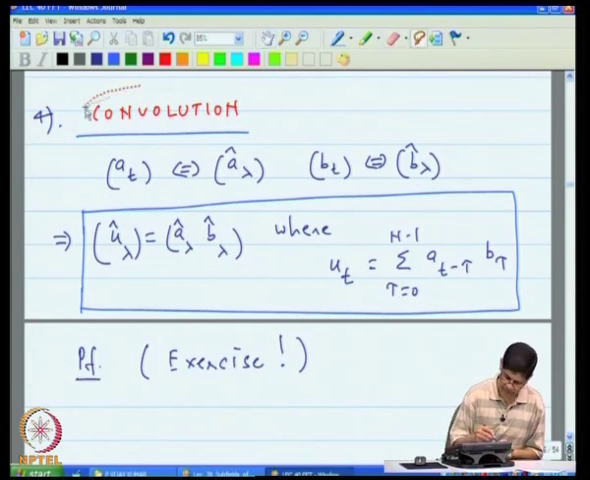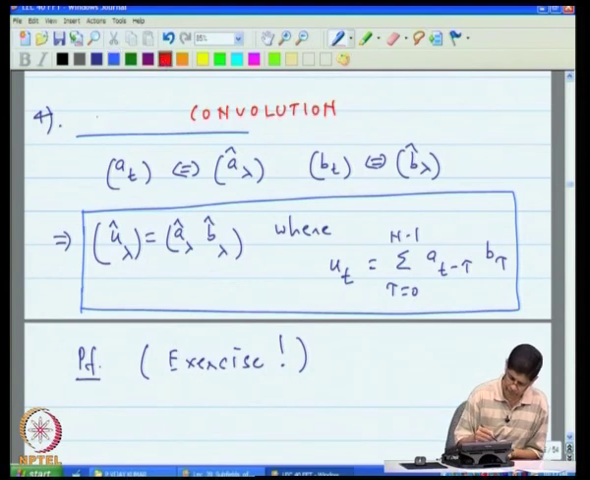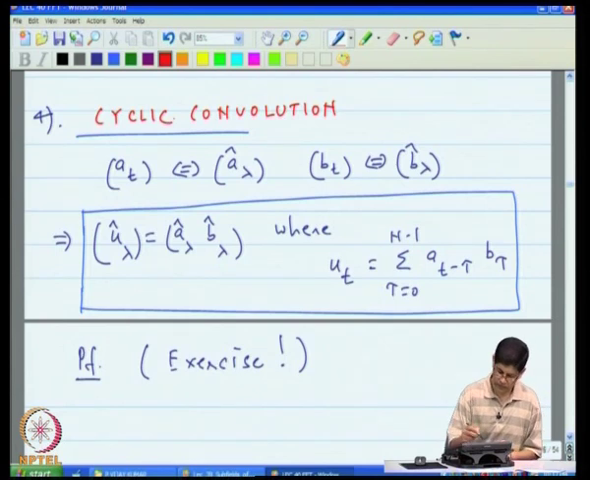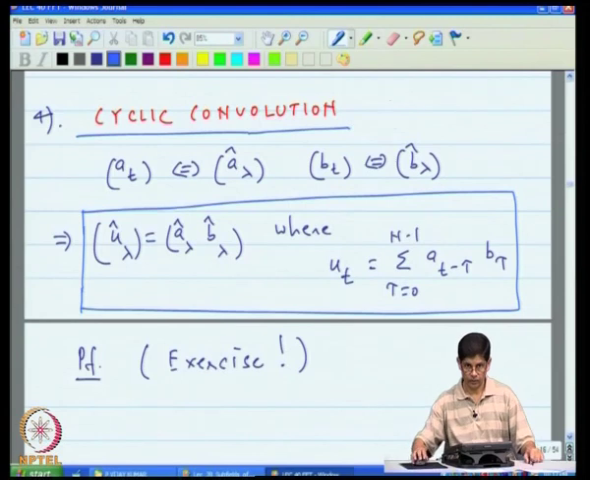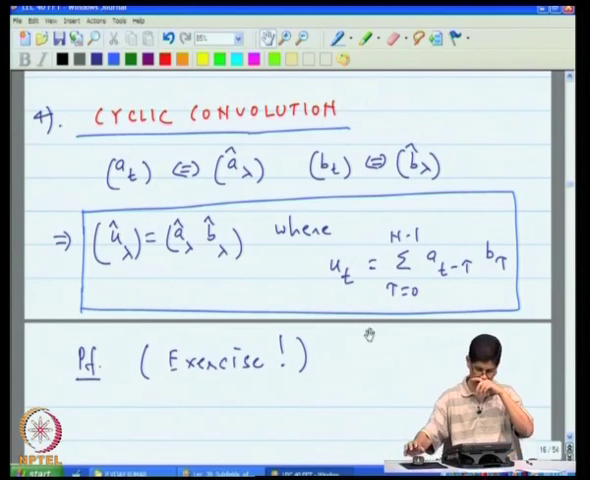Perhaps I should emphasize that. So, let us write cyclic convolution. Under cyclic convolution, the transform of the result is nothing but the product of the individual transforms, and again completely analogous to the discrete Fourier transform case. I have left the proof as an exercise.